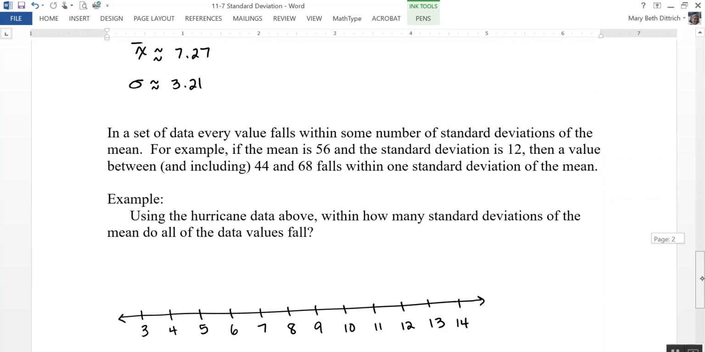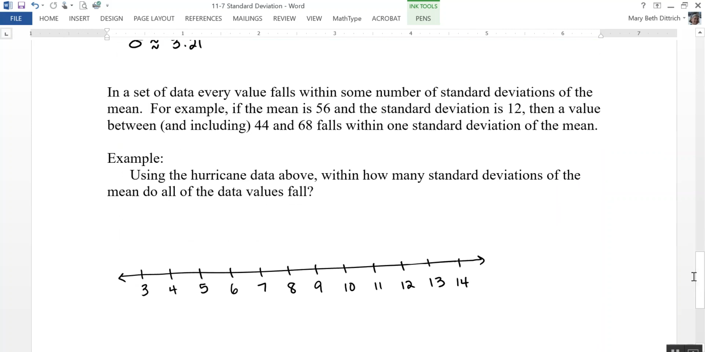Now, every set of data, every value falls within some number of standard deviations of the mean. So for example, if my mean is 56 and the standard deviation is 12, then a value between and including 44 and 68 falls within one standard deviation of the mean. That is, 56 minus 12 is 44, and 56 plus 12 is 68. So all of those values between and including 44 and 68 are within one standard deviation of the mean.